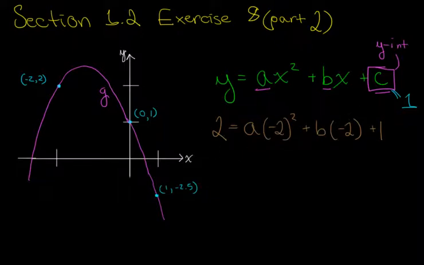And then we have, actually, let's simplify this. So we subtract 1 from both sides. We have that 1 is equal to negative 2 squared is 4, so 4a minus 2b. To be or not to be? That is the question.